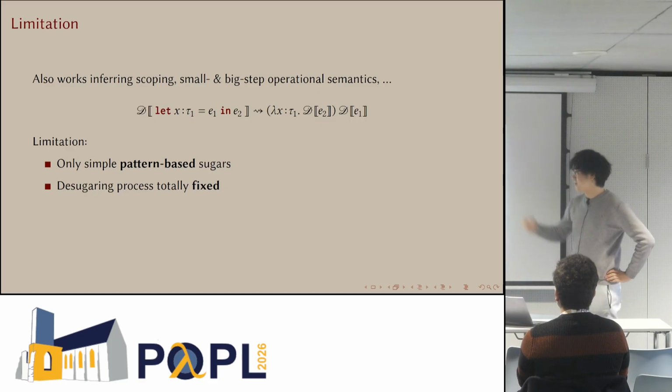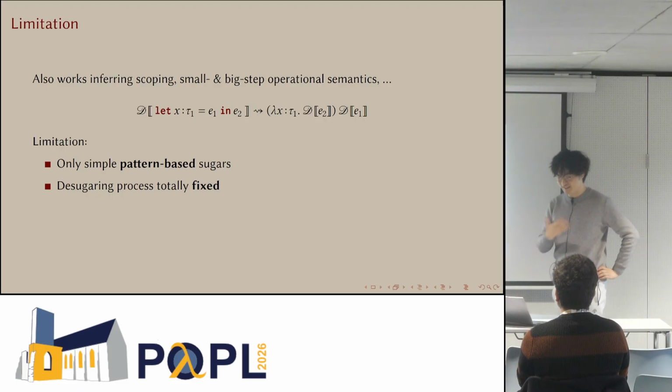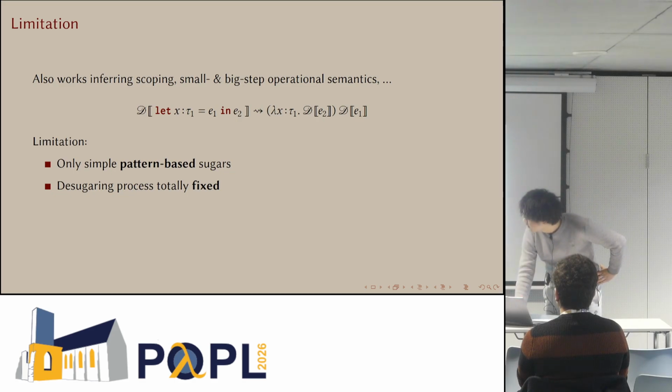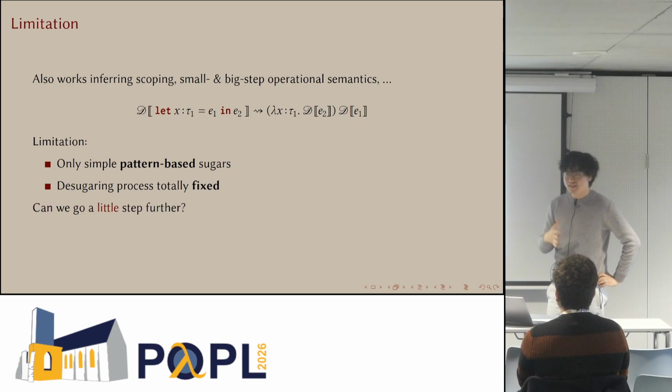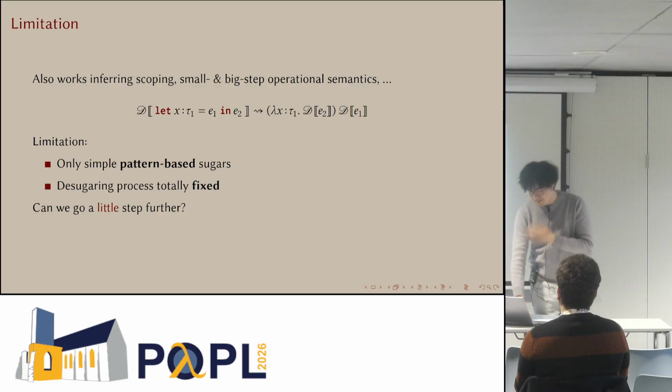So let always desugars to a lambda applied, and there is no kind of dynamic thing and no kind of calculation. So this actually limits their applicability. So can we go a little step further? Can we make things a little bit less fixed? So how to make things less fixed?